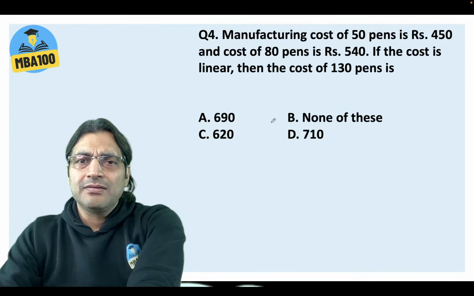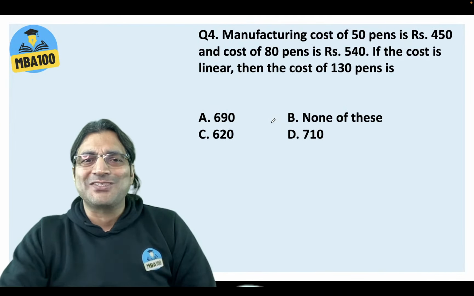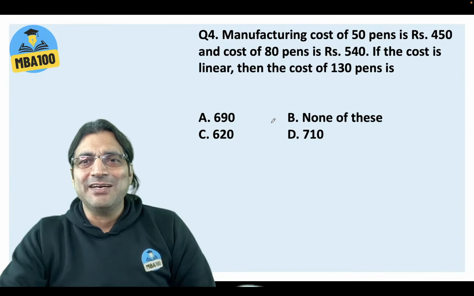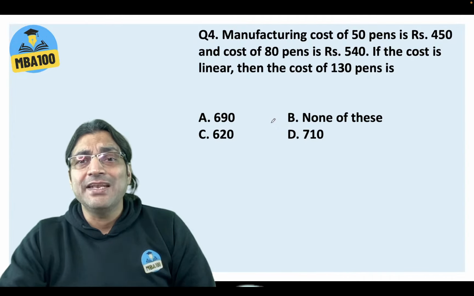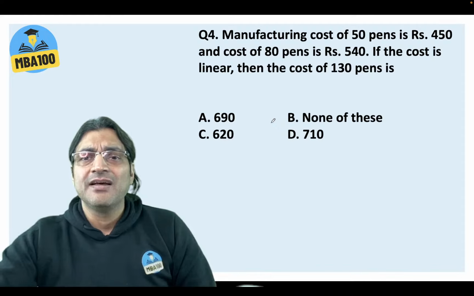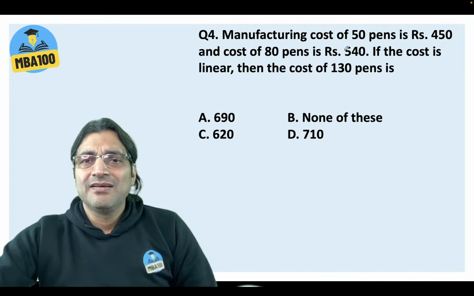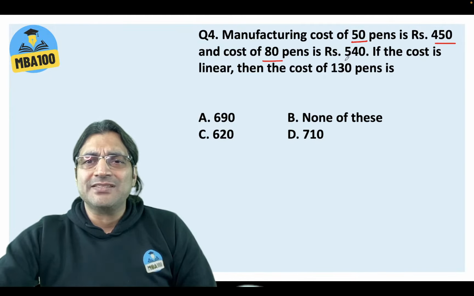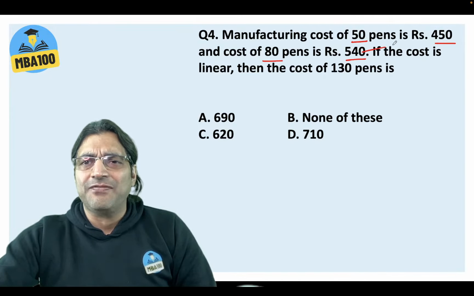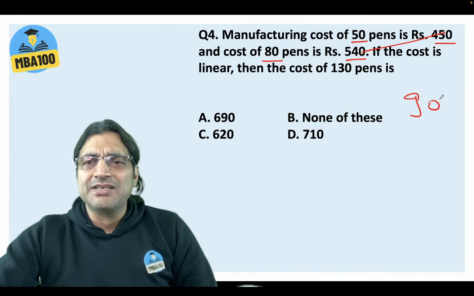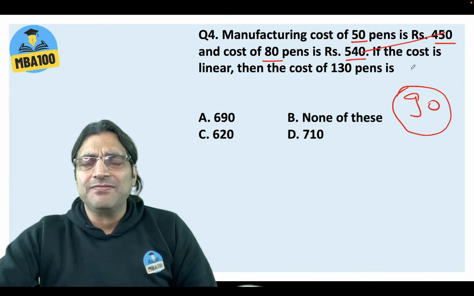Okay. Next one. What is the answer to this question? Do you think we ever needed to solve this? They're straight away saying that the cost function is linear. If the cost function is linear, and for 50 pence it's 450, and for 80 pence it's 540, the difference of 540 and 450 is 90. So this difference of 90 is because of the difference of 30 pence.